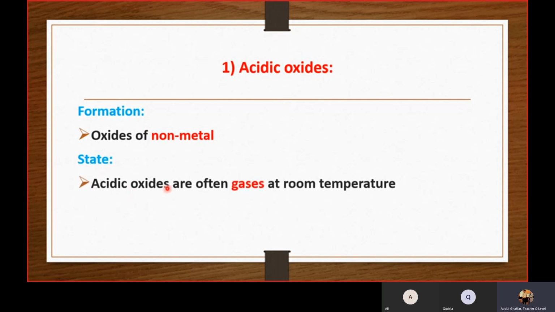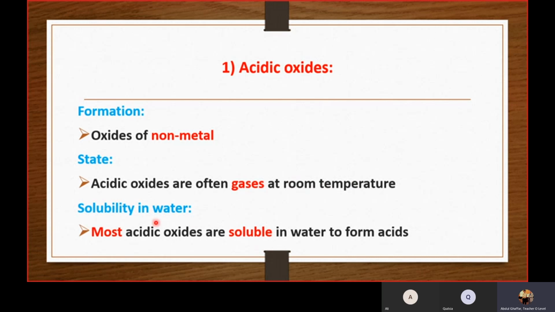What is the state of acidic oxides? Acidic oxides are often gases at room temperature. Solubility in water: most acidic oxides are soluble in water, and when they dissolve in water they produce acids. This is the reason they are called acidic oxides.